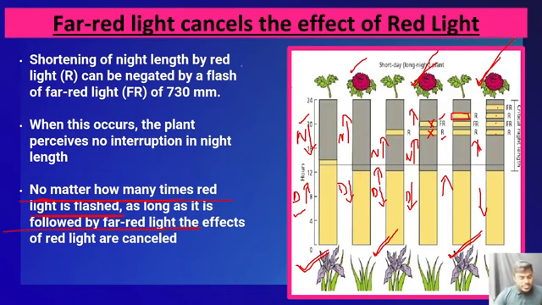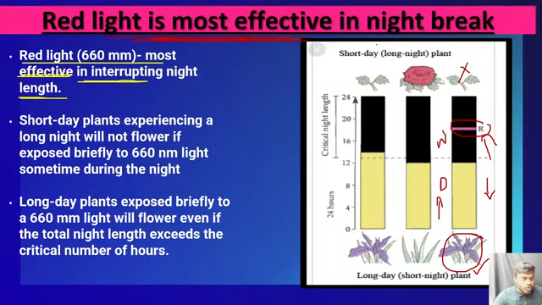So what is the unique statement every one of you has to remember? Far red light always cancels the effect of the red light. Irrespective of how many times you may flash the red light, if you pass far red light, it will cancel its effect. So friends, that is sensory photobiology.